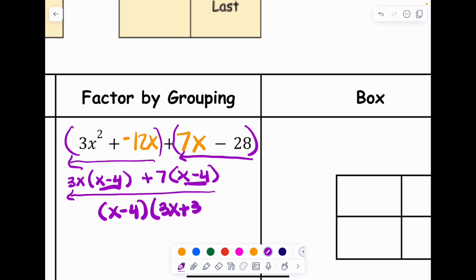So those are the factors. 3x plus 7, not 3. I wrote 3, but it's supposed to be 7. Okay, cool. So those would be the factors.